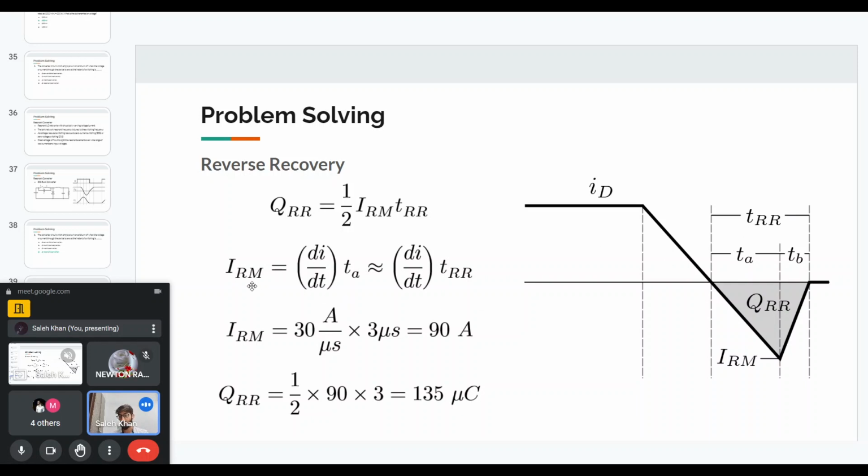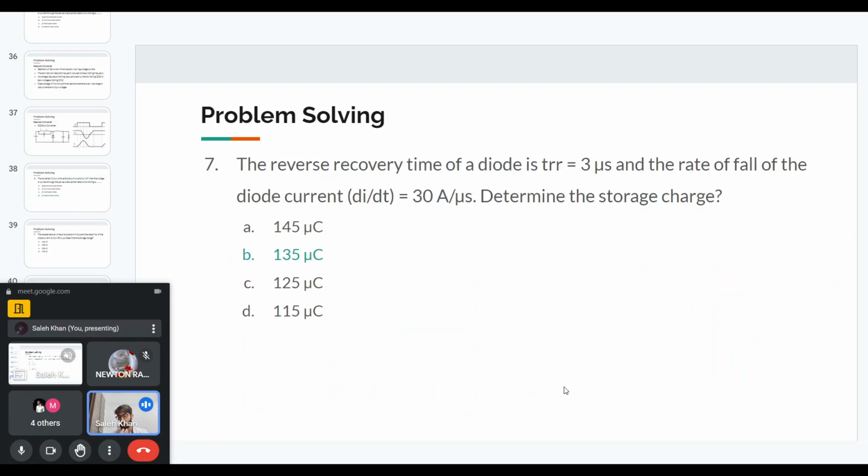And based on that, we can find out the maximum current. So the maximum current is just the slope times TA, or in this case, TRR. So that we can find out that the slope is 30 ampere per microsecond, and then we have 3 microseconds. So that means the maximum reverse current is 90 amperes. And then using the 90 amperes and TRR value, we can find out that the stored charge is 135 microcoulomb. So the answer to this seventh problem is 135 microcoulomb.